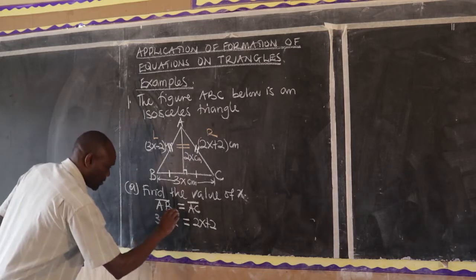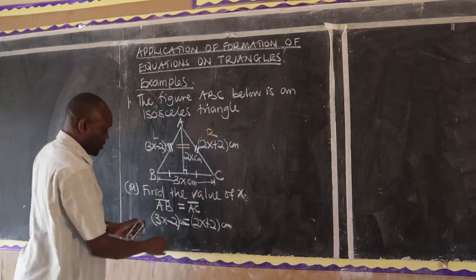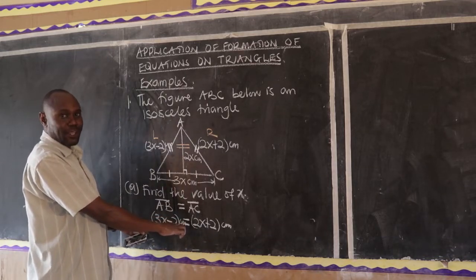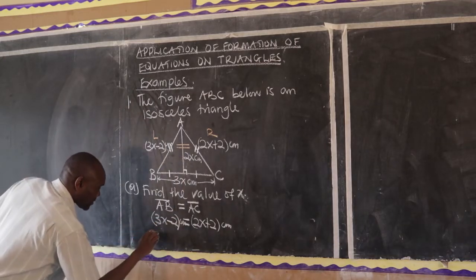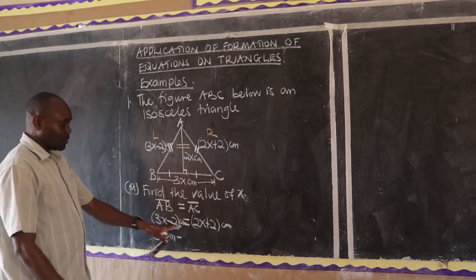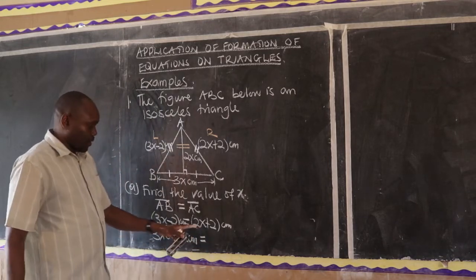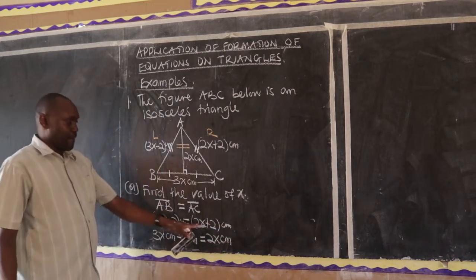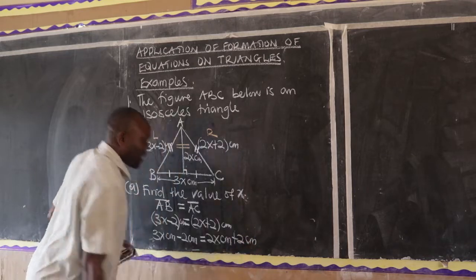Well, good. If you want to put units, we want to see how the units will disappear. So we need to open brackets first. And when you are opening brackets, multiply what is found outside the brackets by whatever is inside the brackets. So 3x times centimeters, we have 3x centimeters. Minus 2 times centimeters, we have 2 centimeters. Equals 2x times the centimeter, we shall have 2x centimeters, plus 2 times the centimeter, we shall get 2 centimeters.